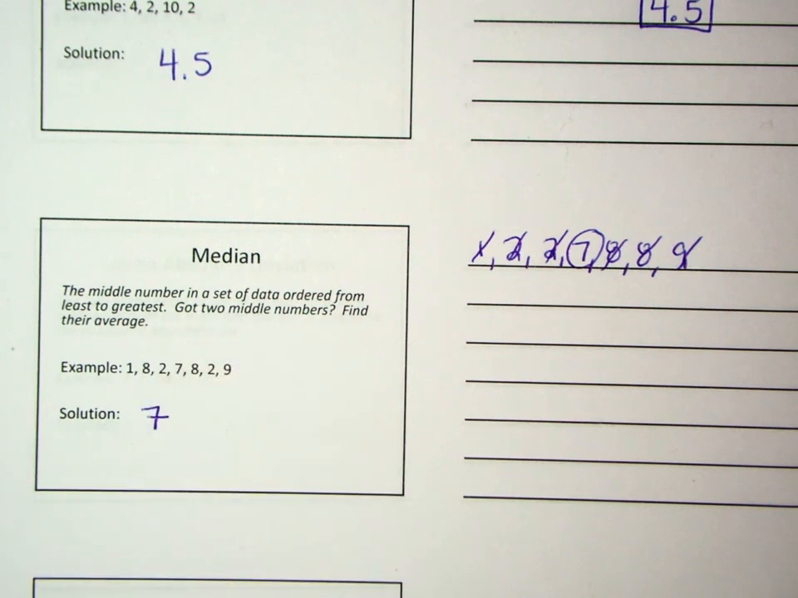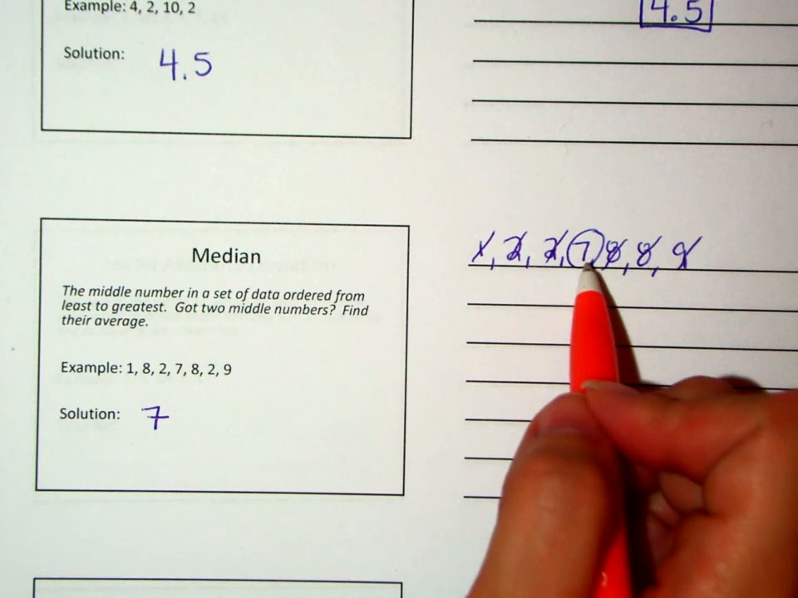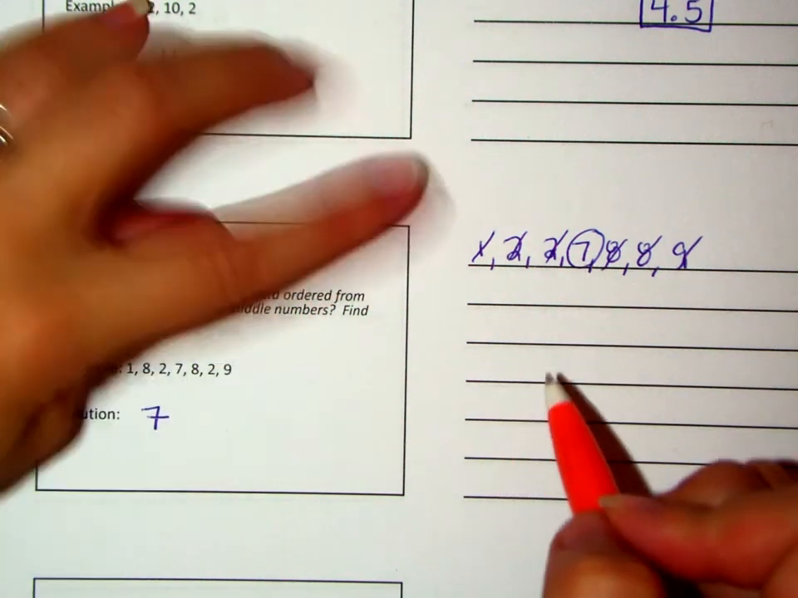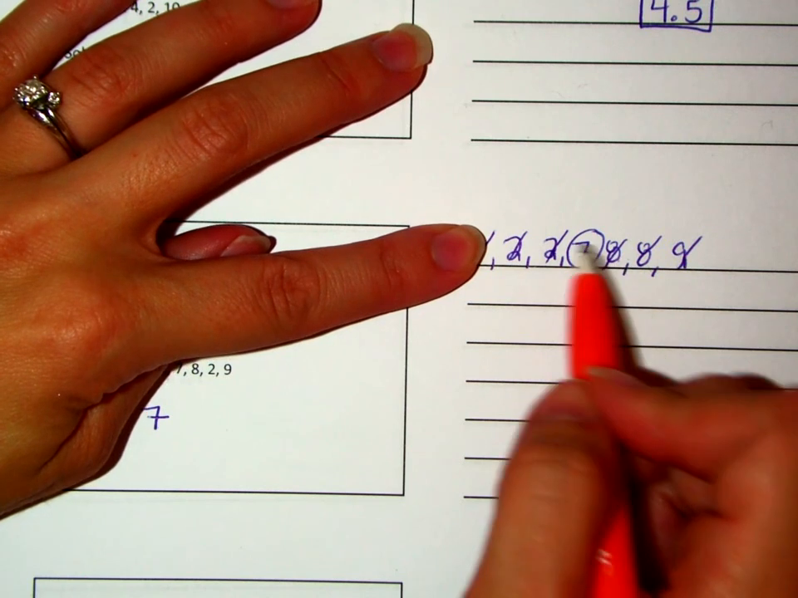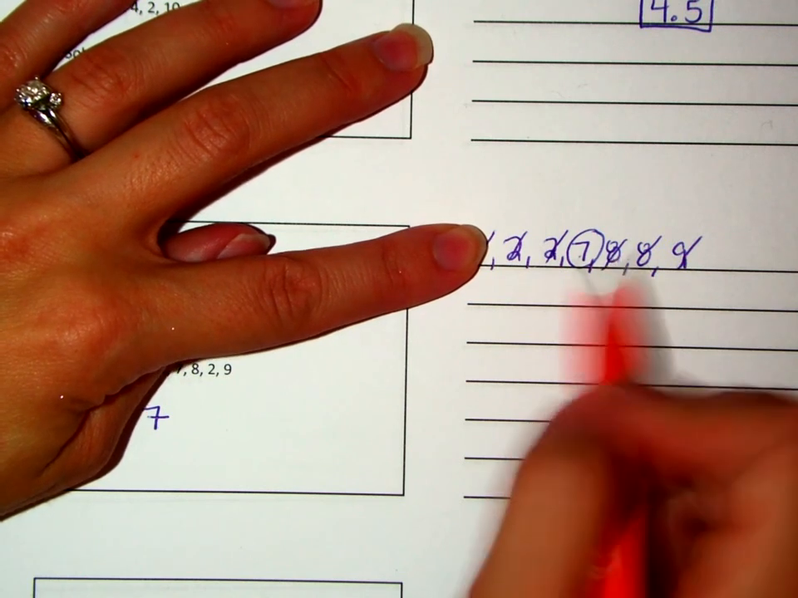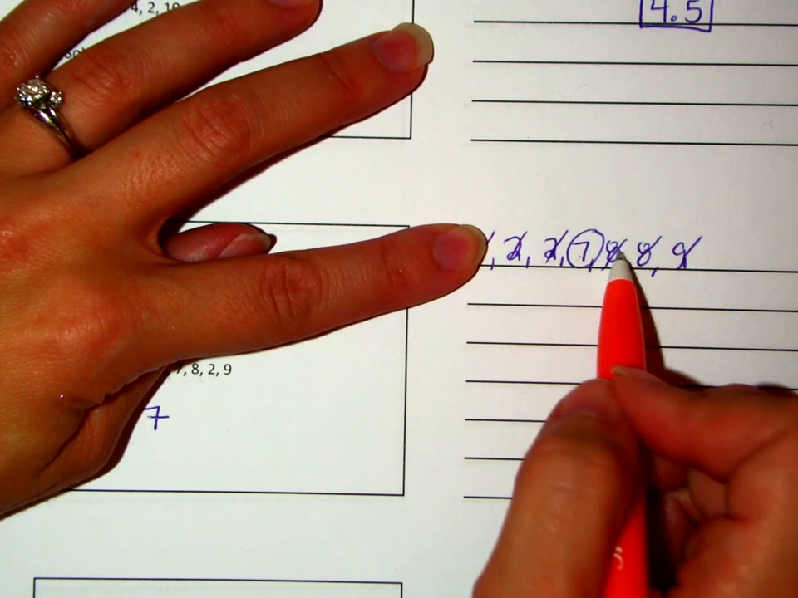If there was an even set of data, then you'd find the average of the middle. For example, let's say the 1 didn't exist, and our median was here between 7 and 8, so we would do 7 plus 8 divided by 2, which would be 7.5. So two middle numbers, find their average.